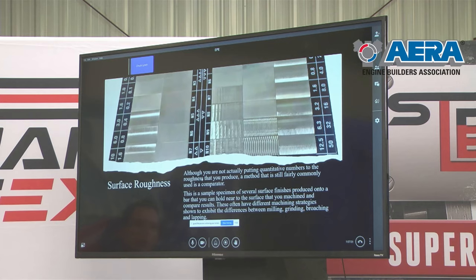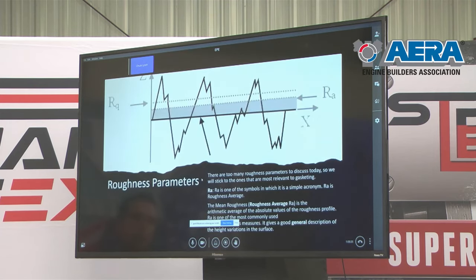In this, you'll see there's some lapped finishes, honed finishes, broached finishes, and some indication of back cutting, and what impact that may or may not have on roughness. But anyway, I just thought I would share that. Again, it used to be a pretty common thing in the world of surface finishing. So roughness parameters. This is a tough one.